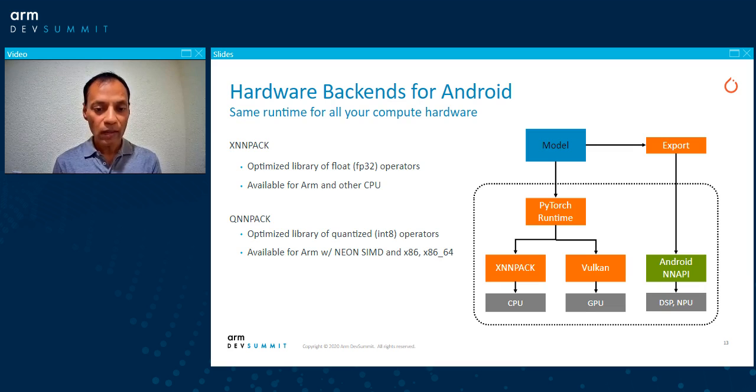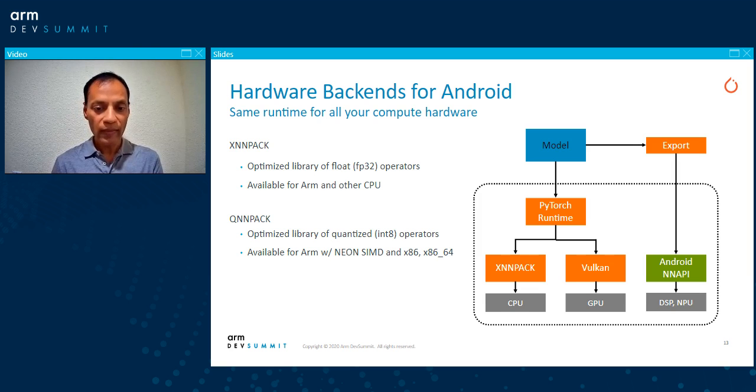Okay, now let's talk about how a model might run on the mobile hardware. PyTorch supports multiple hardware backends. The runtime executes models on CPU via libraries that are highly optimized for ARM CPU. PyTorch uses XNNPACK for float operators and QNNPACK for quantized operators. Both of these libraries have been optimized and they run many kernels in a very optimized manner. GPU is supported via Vulkan-based operator libraries and is under development.